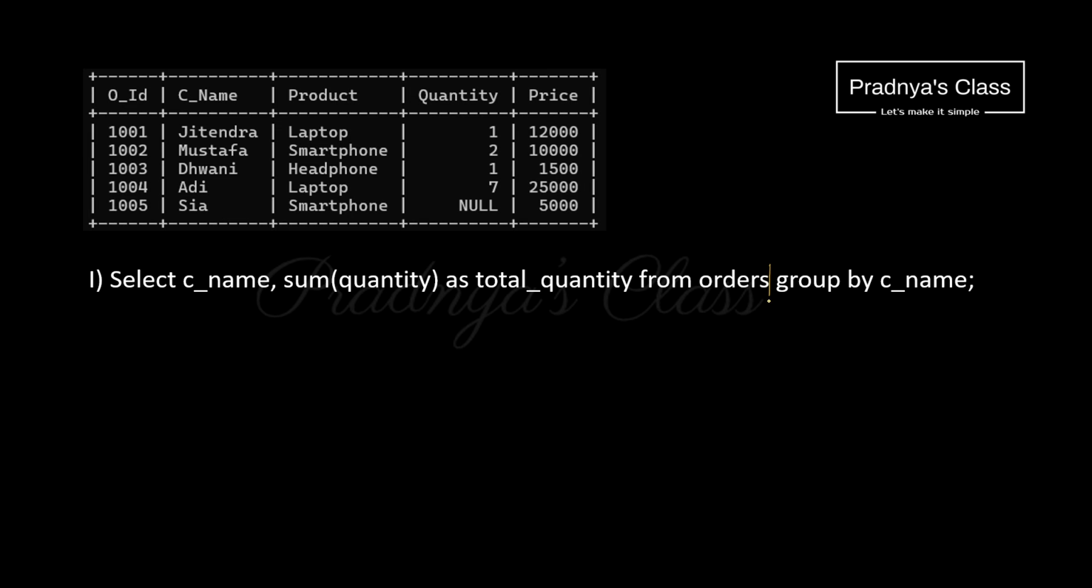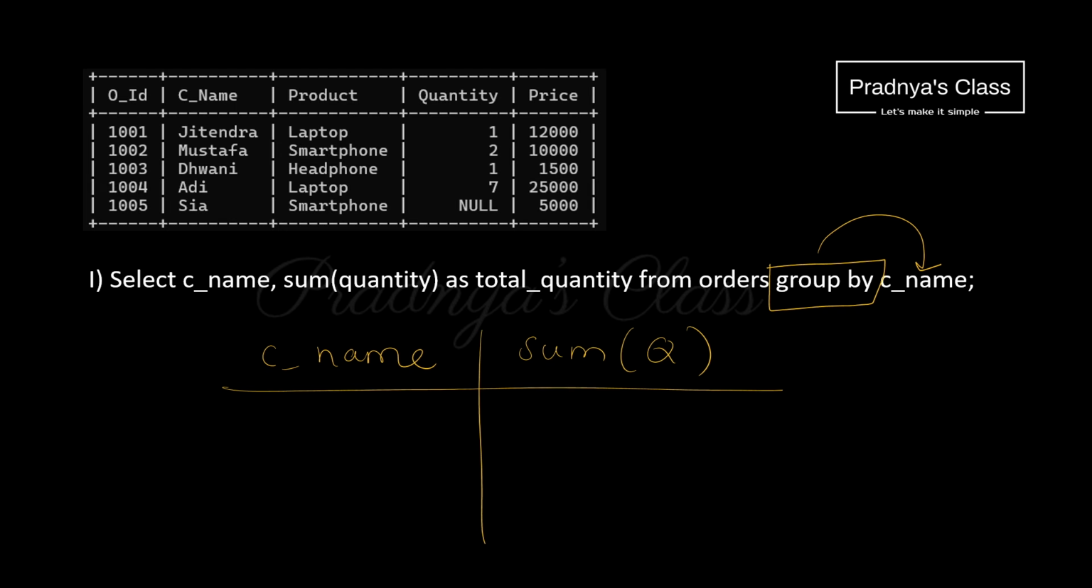We are doing grouping with the group by clause based on CNAME. And generally we will print that column based on which we are doing grouping. So what will get printed? CNAME. Along with that, what are we printing? The sum of quantity. So these two columns we will be getting.